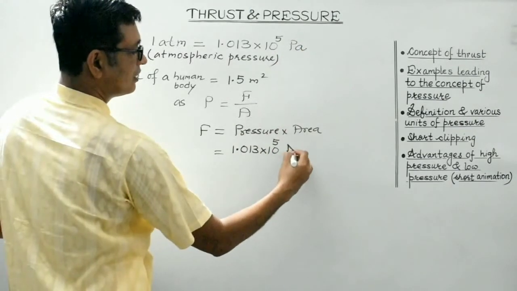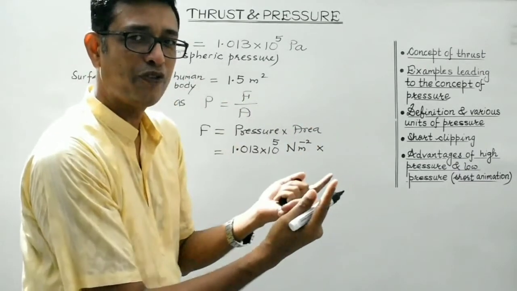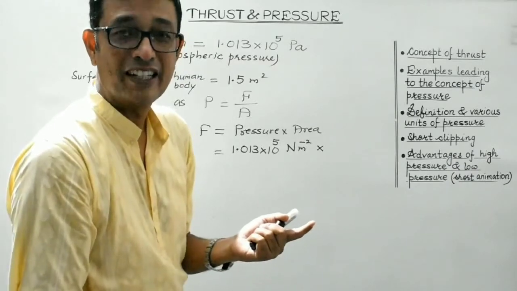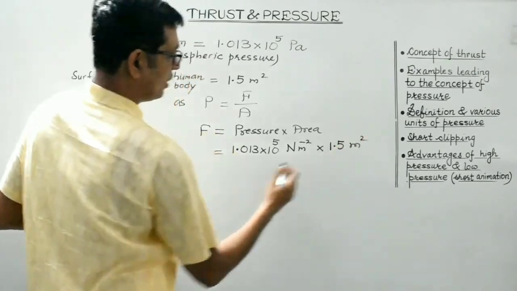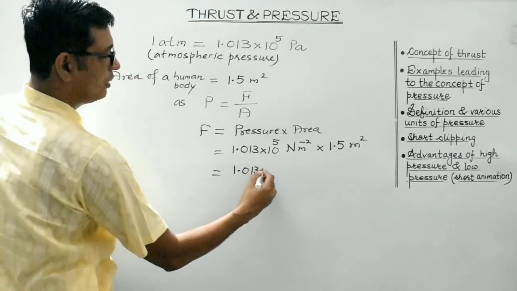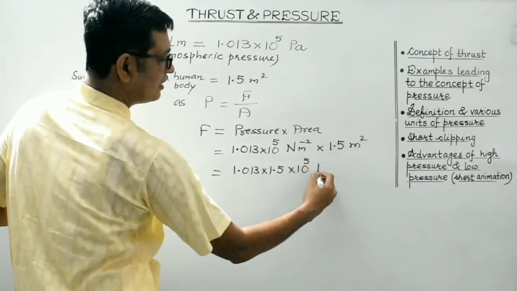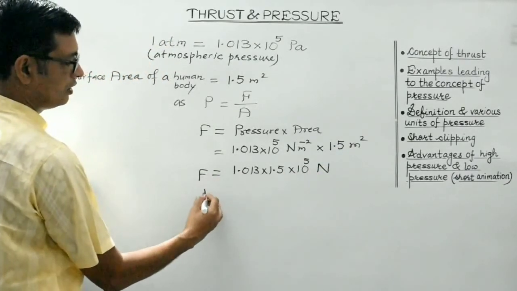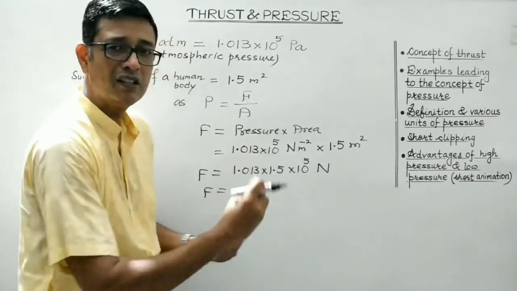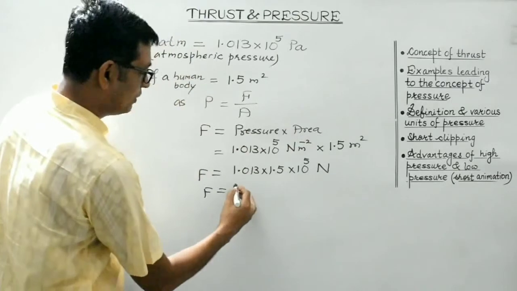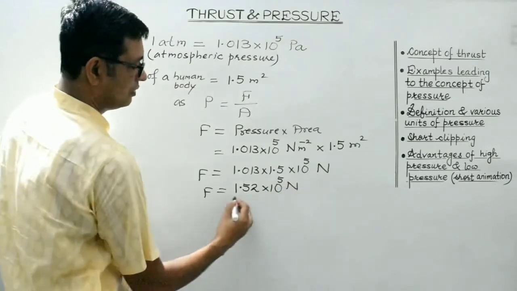It is in Pascal, that is Newton per meter square, multiplied by the surface area of an average adult human body, about 1.5 meter square. So it would be 1.013 multiplied by 1.5 into 10 to the 5. Meter square gets cancelled, so we obtain the force in Newton. It is something a little bit greater than 1, so it will be about 1.52 into 10 to the 5 Newton.